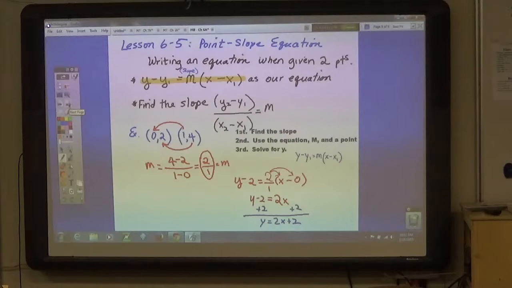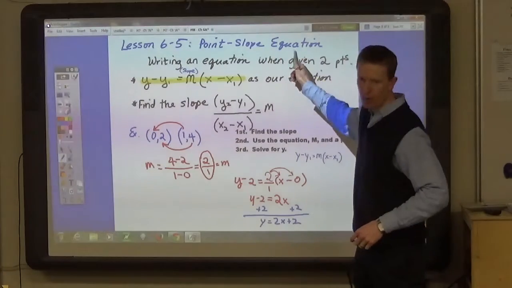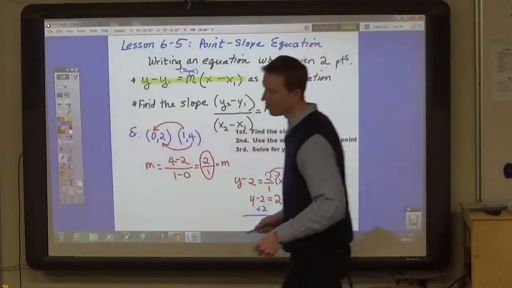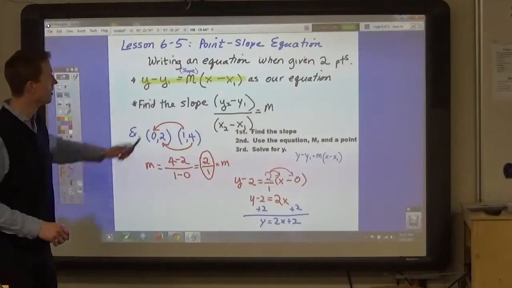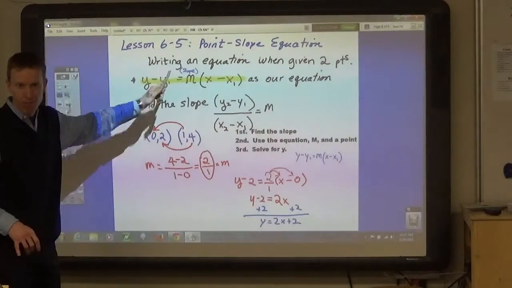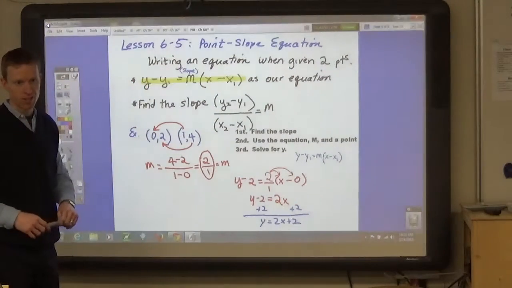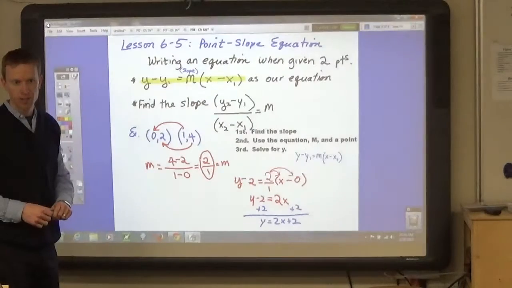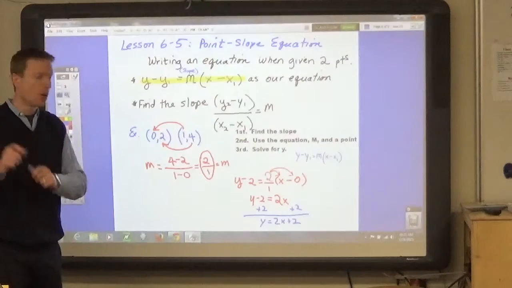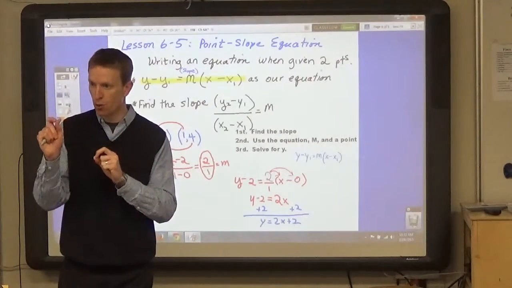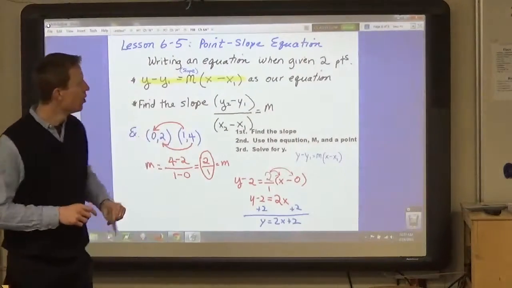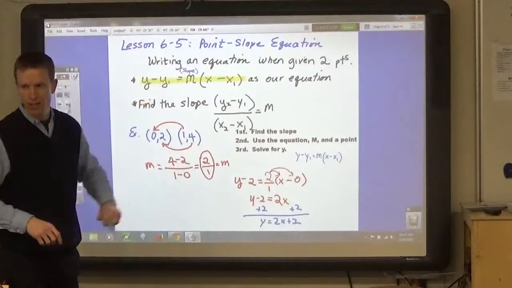All right, 8th graders, we're going to go through the notes from lesson 6.5, which is on the point-slope equation. The point-slope equation is the answer to any question where it says, write an equation when you're given 2 points. If you're given 2 points, or maybe a graph where you can find the coordinates of 2 points, you're going to use this formula to write the equation.